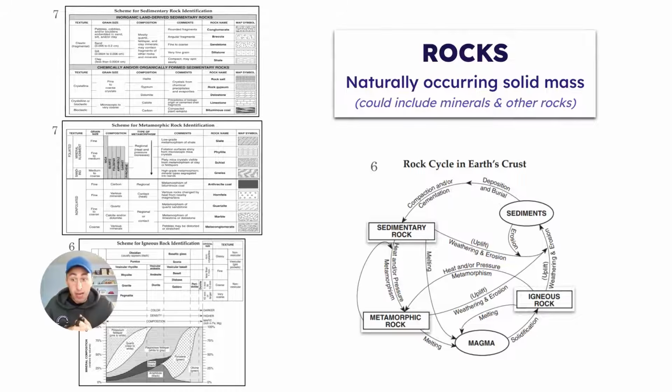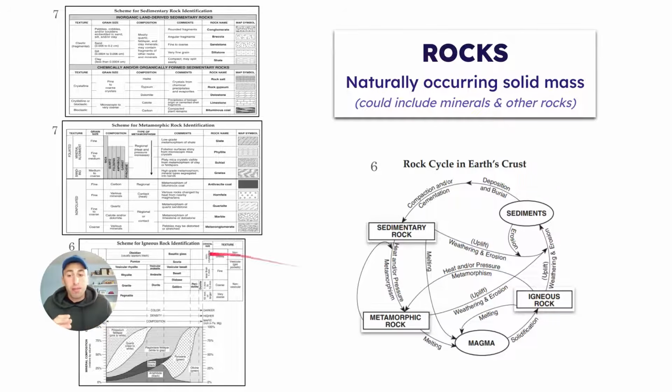Now you have to identify different rocks. So again, a rock is a naturally occurring solid mass, and they could include other minerals and other rocks as well inside that rock. There are 3 main types of rocks, which is sedimentary, metamorphic, and igneous. So let me give you a background of those 3.